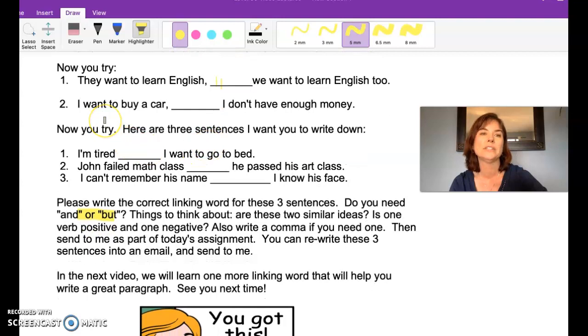This one here, I want to buy a car. I don't have enough money. Look at that. We have a positive verb, want, negative, don't have. So these are opposite. We're going to use but. I want to buy a car, but I don't have enough money.